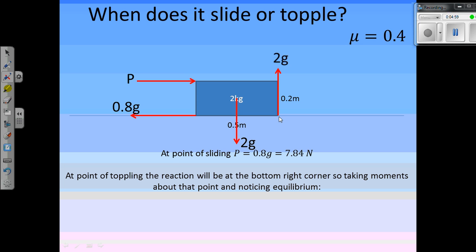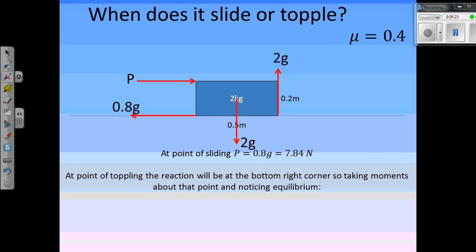We can take moments about any point to find p. Now it makes sense. Well, let's take it about that point because then that eliminates that 2g. Okay. So what do we have? Well, if we take moments about that point there, this 0.8g, the moment will be 0 because the line of action lies on the pivot point.